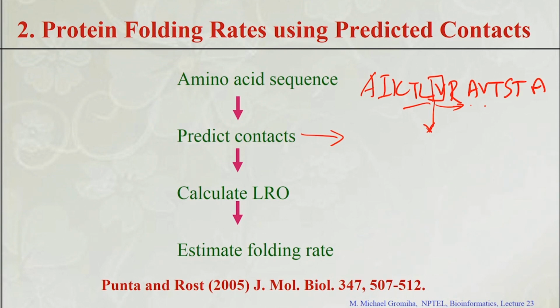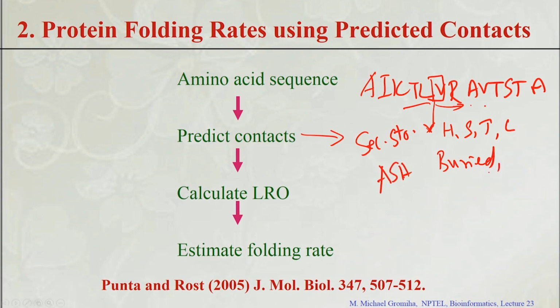position of this valine based on secondary structure, whether it is helix, strand, turn or coil, and based on solvent accessible surface area, whether it is buried, partially buried or exposed, and they compare with the known structures. Then they see which other residues this valine is in contact with. Take any cutoff, for example 8 angstrom, and compare with the experimental data. So, they use this information and they use the model for predicting these contacts.